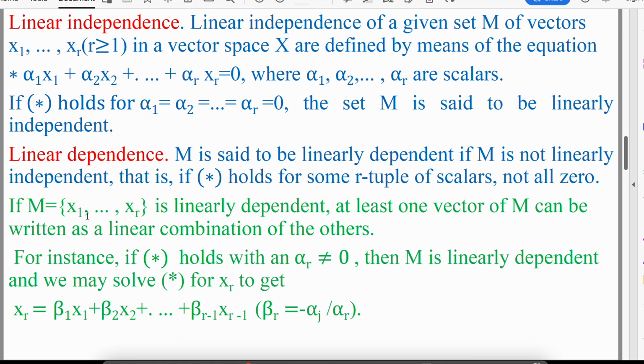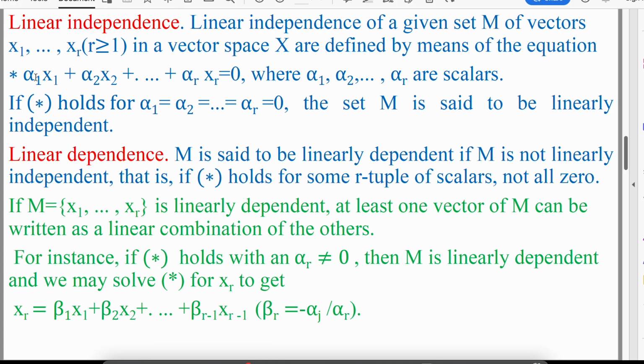If M is equal to x1, x2 up to xr is linearly dependent, at least one vector of M can be written as a linear combination of the others. It means we can simplify this expression because one of the alphas is not equal to 0. Suppose alpha r is not equal to 0. Then we can shift the other terms to this side, and if we divide by alpha r, we will get minus alpha 1 upon alpha r, minus alpha 2 upon alpha r, and so on, as the coefficients of x1, x2 and so on.